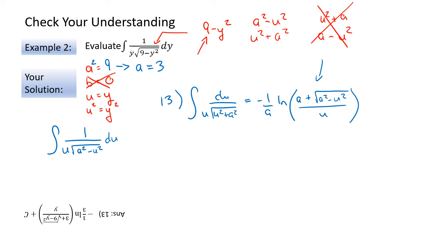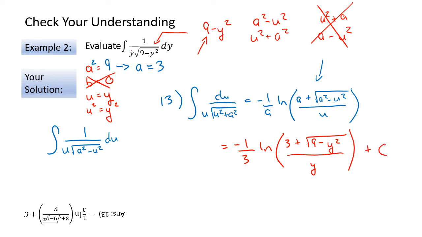Okay. If I do this, then what I end up with is negative 1 divided by a, which is 3, times the ln of a, which is 3, plus the square root of a squared minus u squared, which is 9 minus y squared, divided by u, which in this case is y. Again, the one item that your table doesn't show is it omits the plus a constant. So remember, that's just simply substituting our values in. I didn't do any other trickery in this question or anything different.